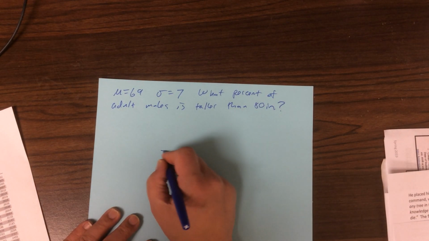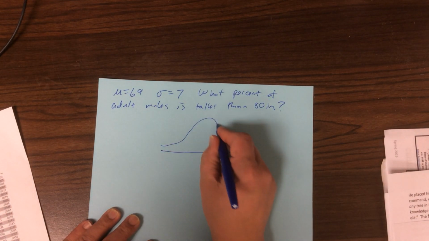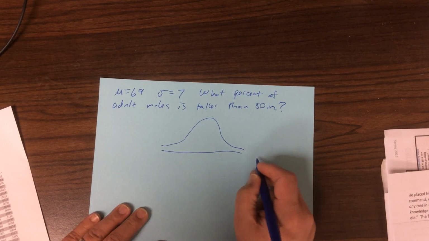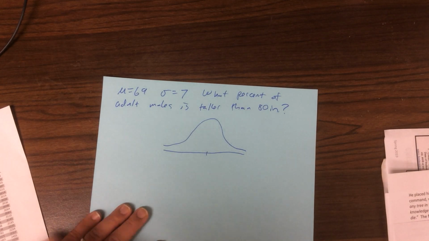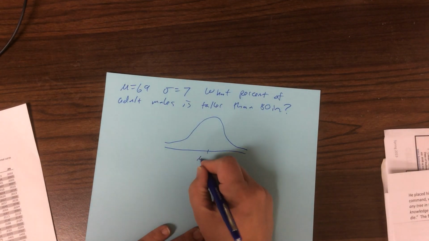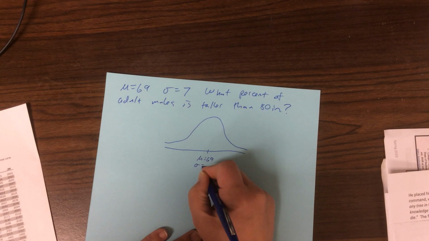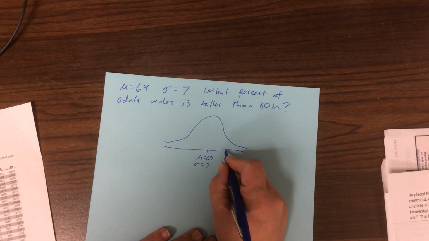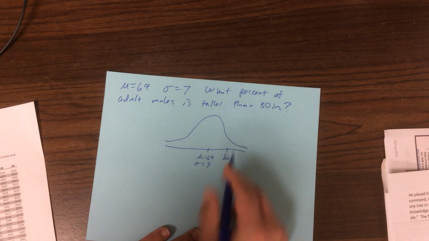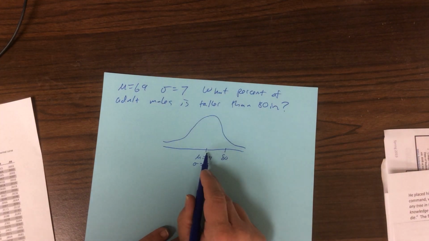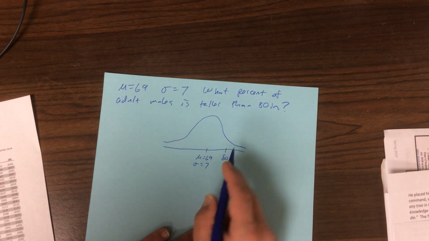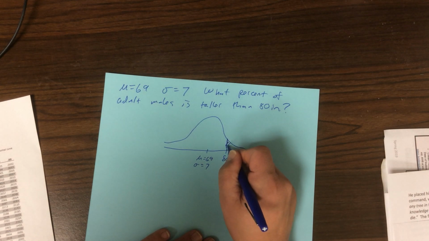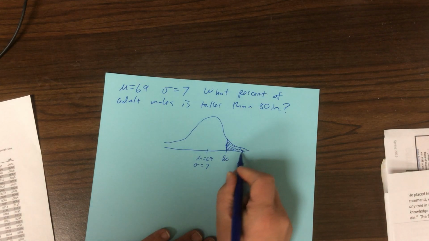Okay, now when you draw your diagram, you don't have to list out 1, 2, 3 standard deviations each time. You don't have to list all that out. In fact, I encourage you not to, because it just confuses the issue. So just put the mean and standard deviation in the center. Now 80 inches is a little over 1 standard deviation above the mean, so maybe about there. It doesn't have to be perfect. It's just important that I get it above the mean, and that I want the ones that are taller. And so that would be this portion of the distribution.